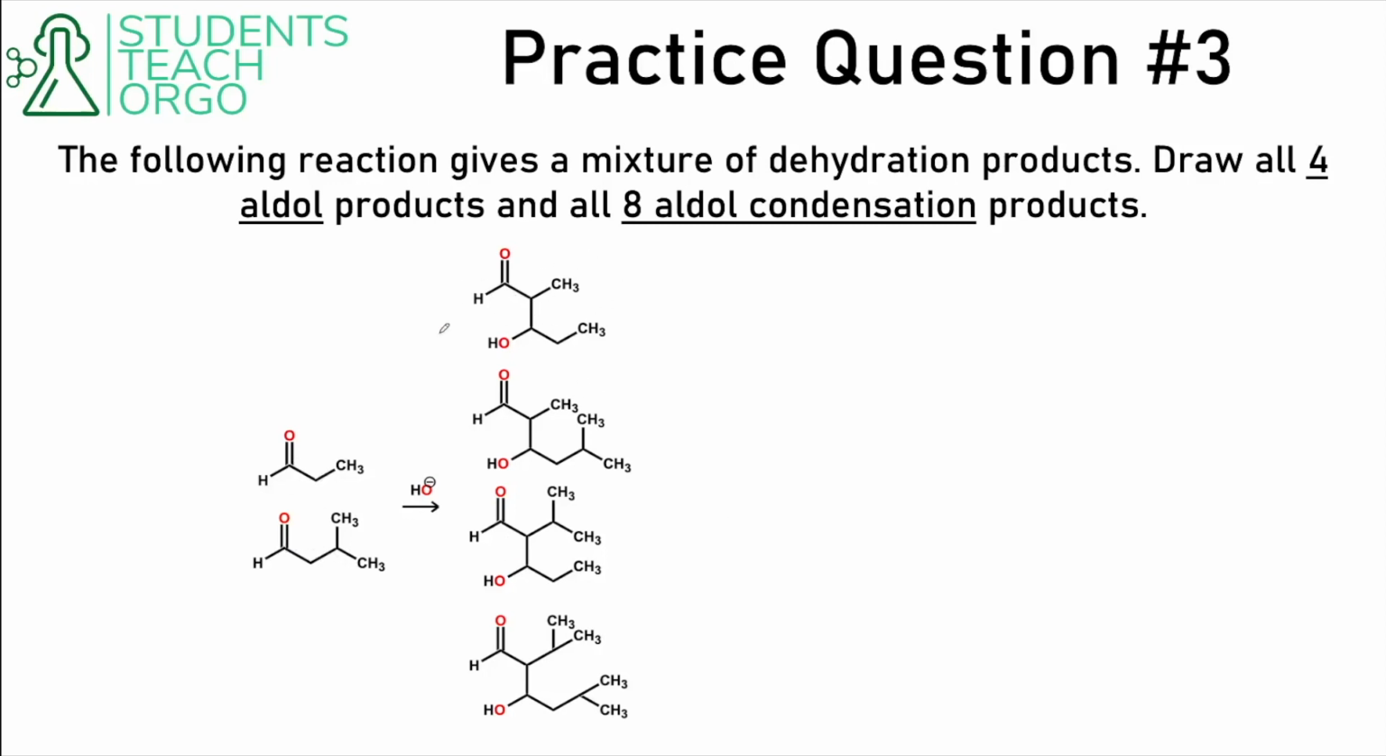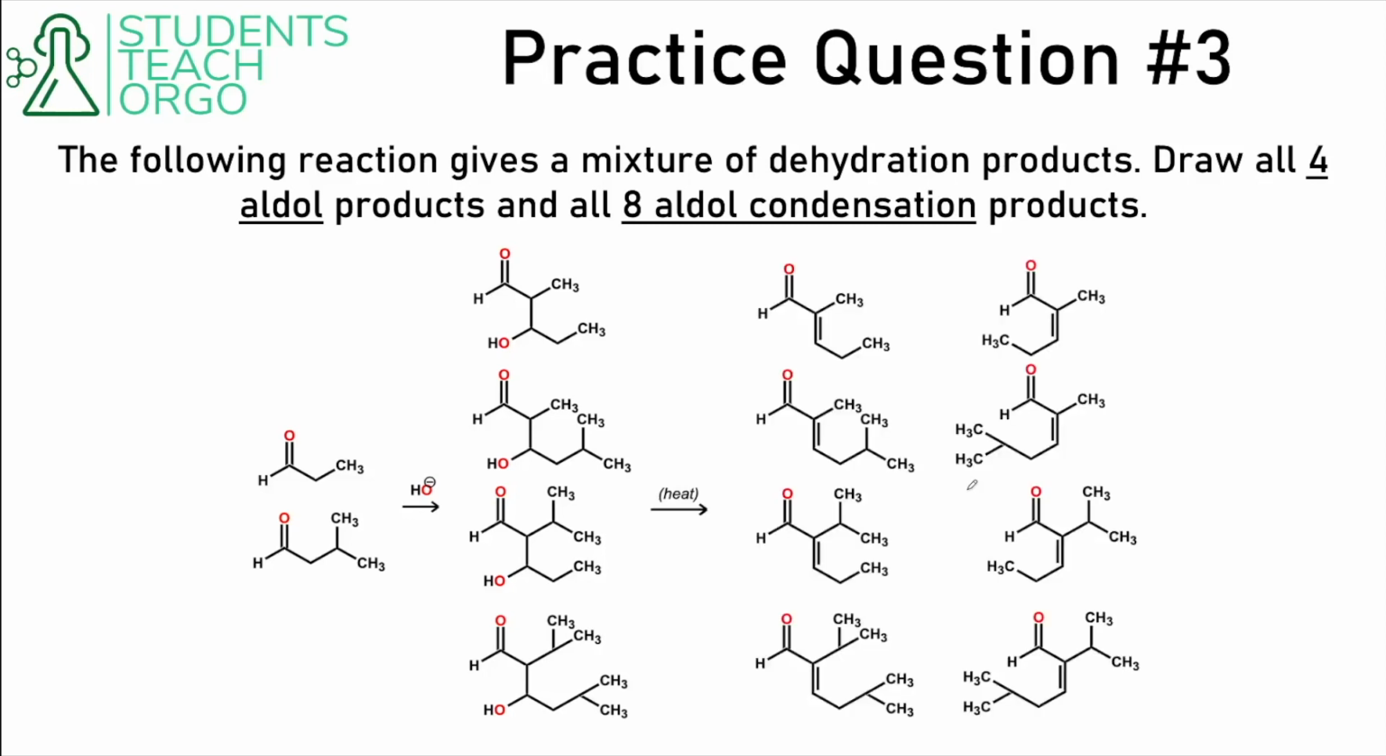So you can see like this one up top is the self product from this. This one at the bottom is the self product from this. Anyways, I think you guys got that. If we heat it up, that's going to push us to the condensation product.